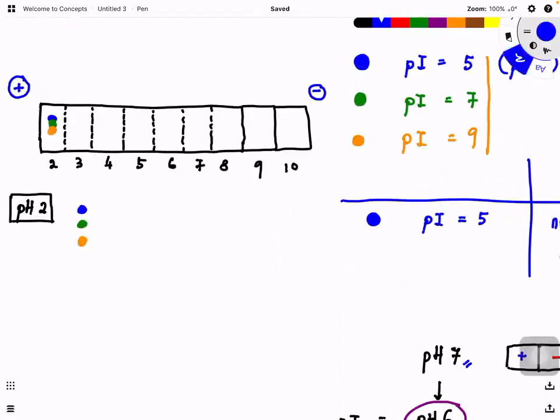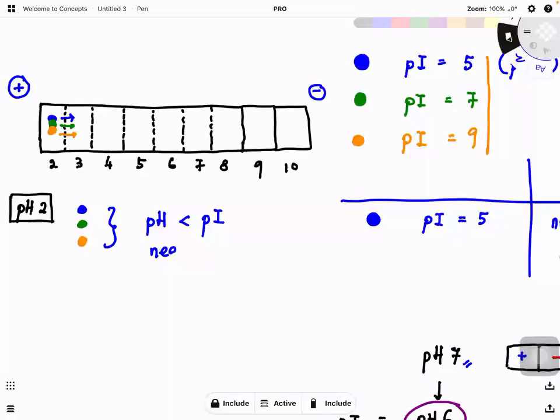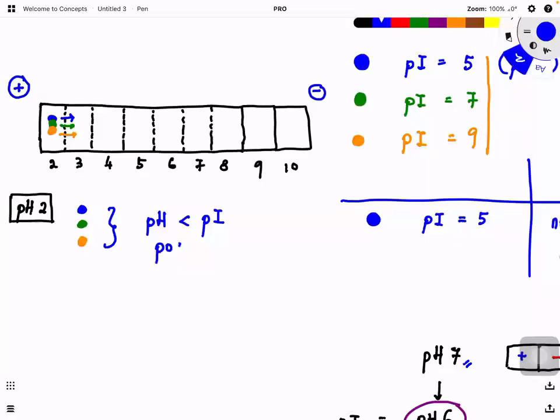So what will happen? All of them now continue to migrate. Why? Because they are positively charged, all 3 of them. The pH of the gel is lower than their pI, so all of them are positively charged. Can you see that? So they continue to migrate, migrate, migrate. Now come to pH 5. They migrate until pH 5 already.